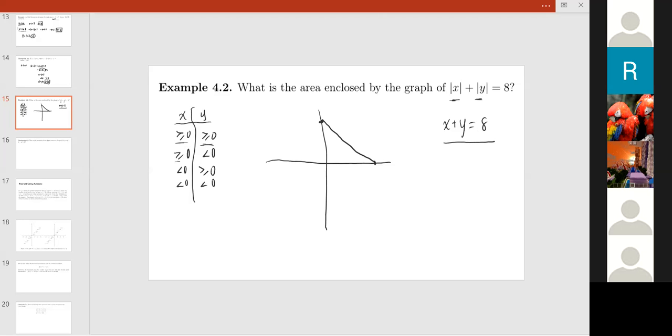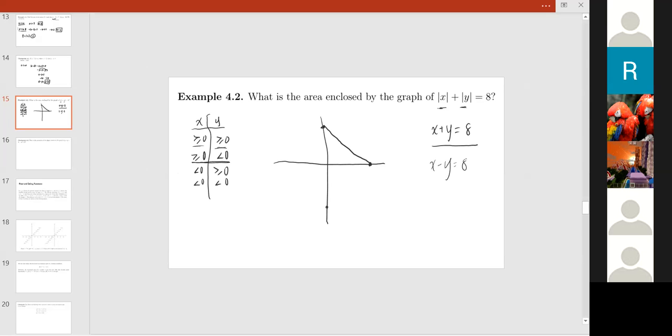Now we can look at this quadrant, when x is greater than 0 and y is less than 0. So that's going to be the fourth quadrant. When x is greater than or equal to 0, the absolute value of x is x. And when y is less than 0, the absolute value of y is negative y. So you have x minus y is equal to 8. Again, to plot this line, we can just find 2 points on the line. We have 8, 0 as a point, and 0, negative 8. So we have this line.